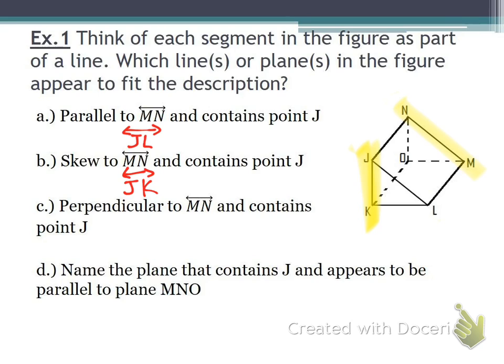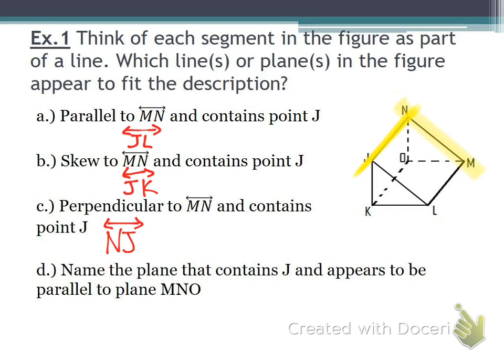All right, letter C pulls in one of our old vocab words: perpendicular to MN and contains point J. Caitlin, what do you think? NJ. Good. NJ appears to be perpendicular. This one here appears to be perpendicular. Perpendicular means that it makes a right angle. If you called it JN instead of NJ, that's fine.